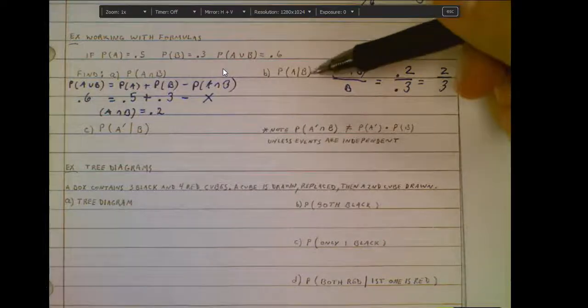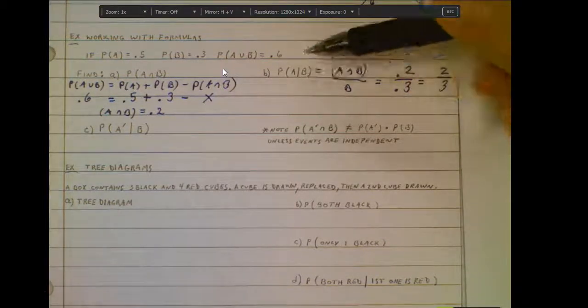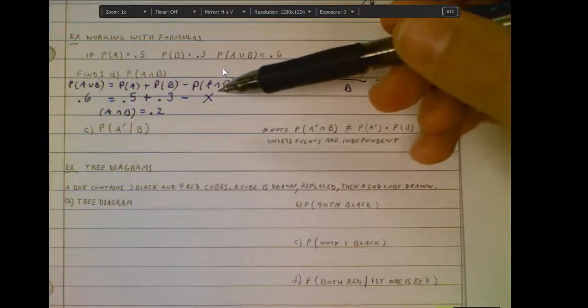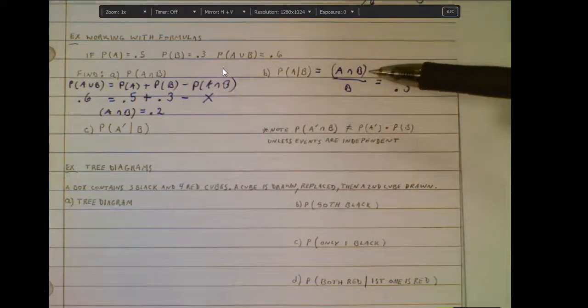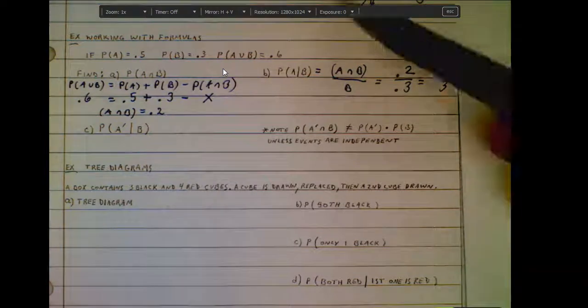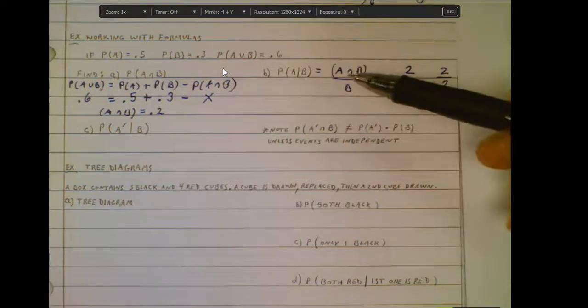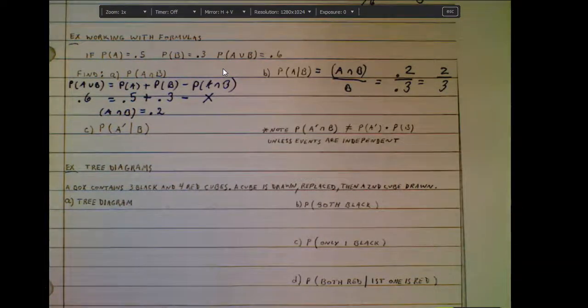Do keep in mind, if they would have given me this to start with, I still would have had to have done this in order to figure out A and B so that I could use it right here. And so that still became kind of a necessary step within doing this formula that you see right here.